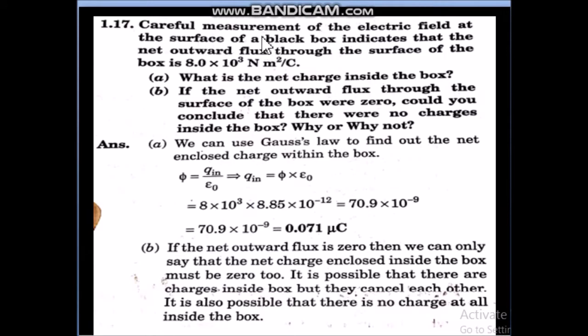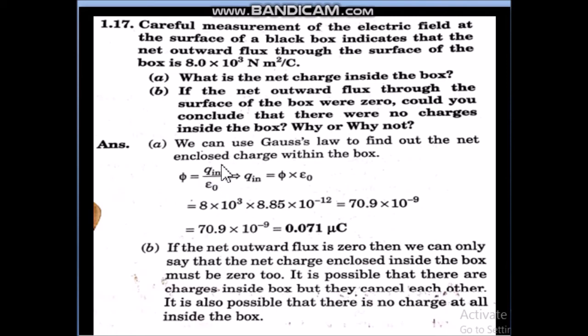In question number 17, careful measurement of the electric field at the surface of a black box indicates that the net outward flux is this. Only one data is given, that the outward flux through the box is this. The first question is, what is the net charge inside the box? The formula which relates flux to charge is Gauss theorem. According to Gauss theorem, flux phi and charge q are related this way: phi equals summation q upon epsilon 0.